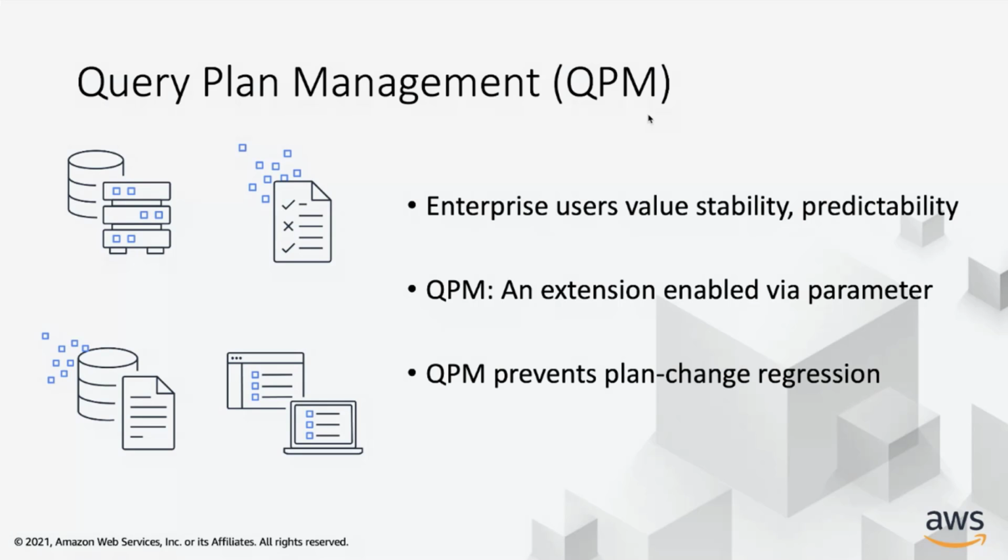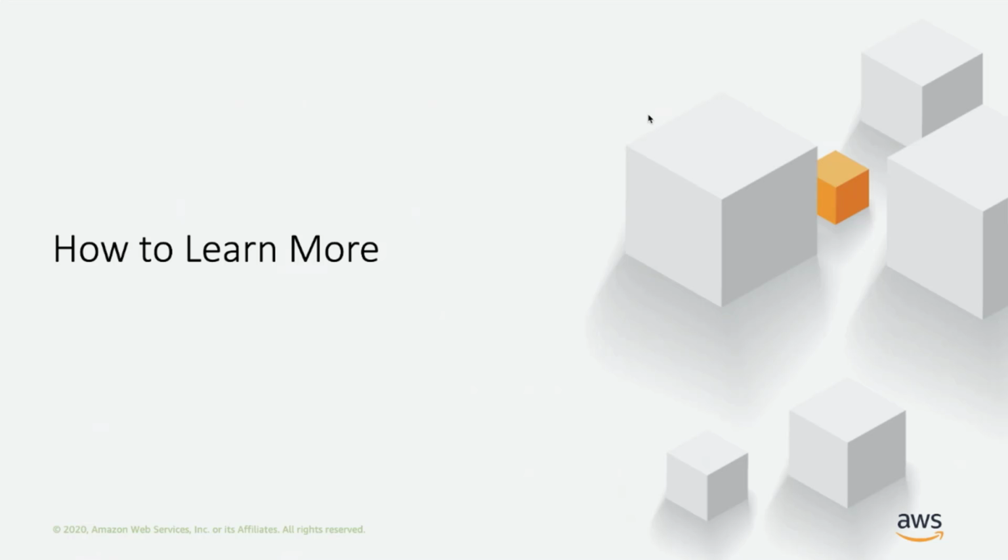Once a statement is in QPM, it won't regress due to plan change. And QPM does not just lock plans in place, because of course your data may change, and it may end up being that new plans would be better. So with Query Plan Management, you can also improve or evolve plans over time. So that's an overview of some of the performance management offerings we have for Aurora PostgreSQL.